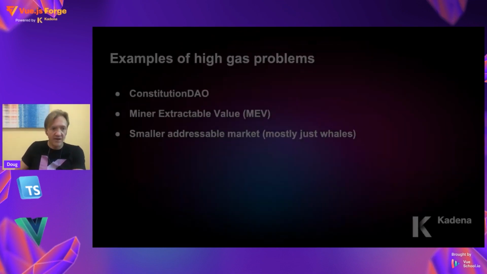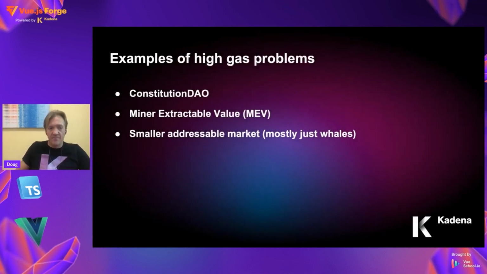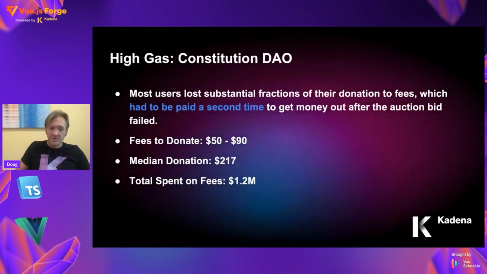And just going quickly, there are a few areas I wanted to highlight that show examples of high gas problems. With Constitution DAO, users were going to donate to buy the Constitution, and they spent so much on fees. The median donation was $200-something, and they were paying $50 to $90 in fees to donate. So it really just kills you. And then the auction bid failed. So if they wanted to get their money out, they had to pay another $50 to $90 in fees. It made it a bad experience for people.